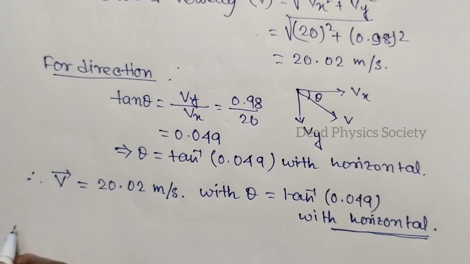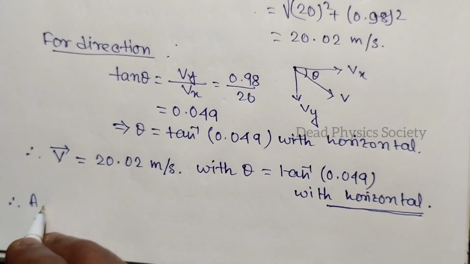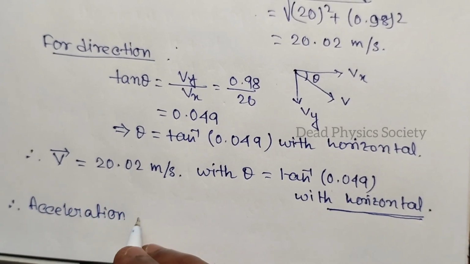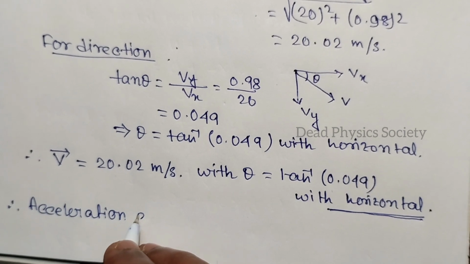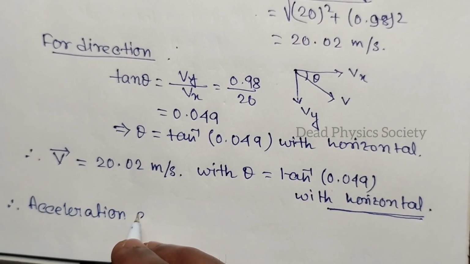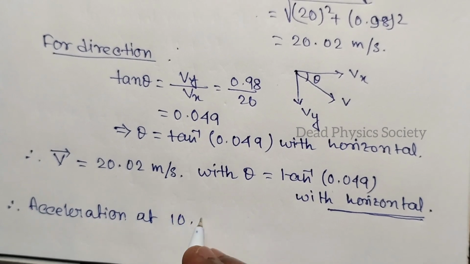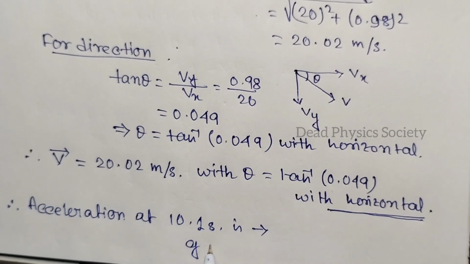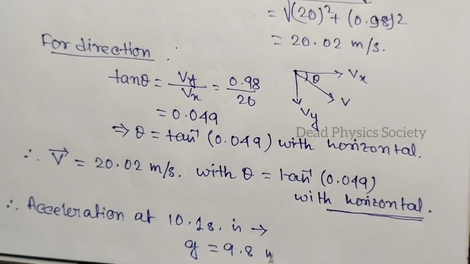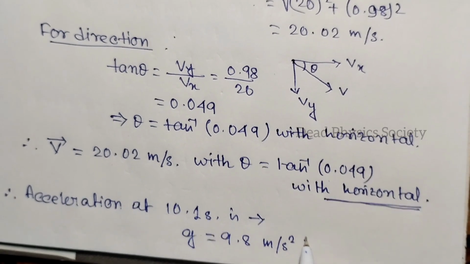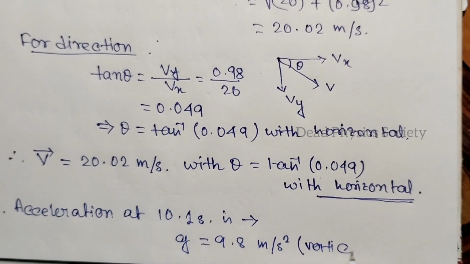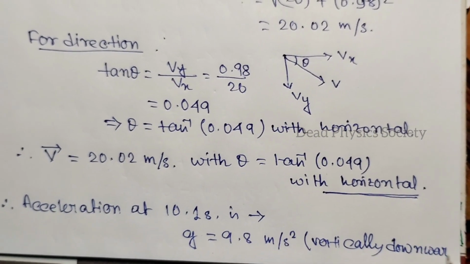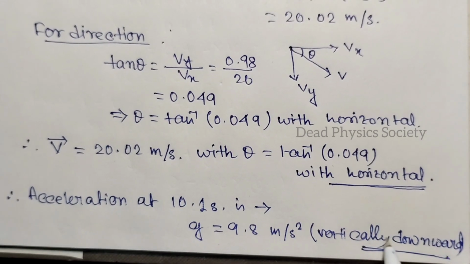And the acceleration of the stone at 10.1 second is g equals to 9.8 meter per second squared vertically downward. So this is our answer.